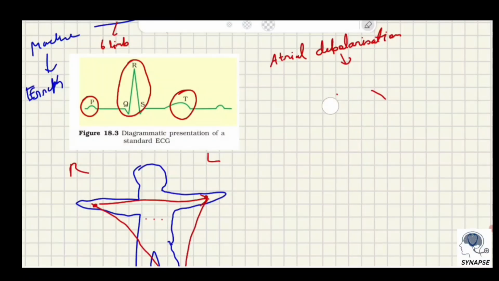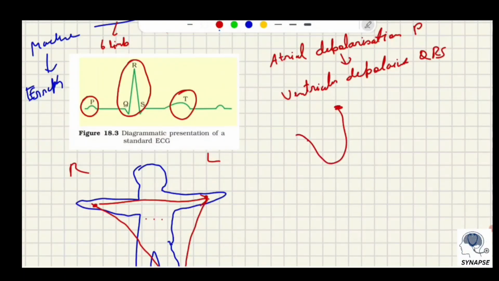Then this QRS complex is ventricular depolarization. This is the P wave. Now we have the QRS complex. This total complex, Q then R and S, is a combination of three waves. A combination of waves is called a complex. These three waves together represent ventricular depolarization, meaning the ventricle has undergone total contraction. It means the AV node has generated an action potential, which is transmitted through the bundle of His.